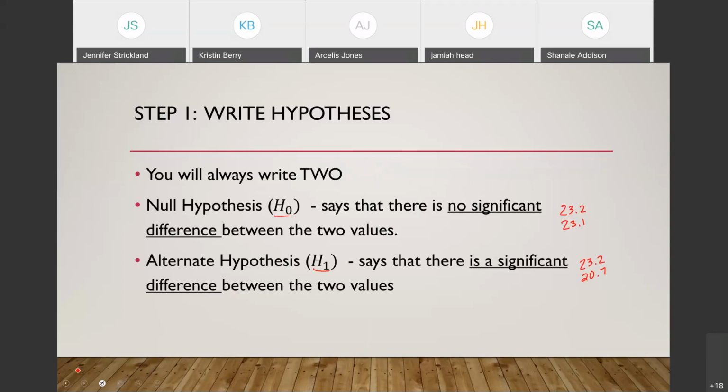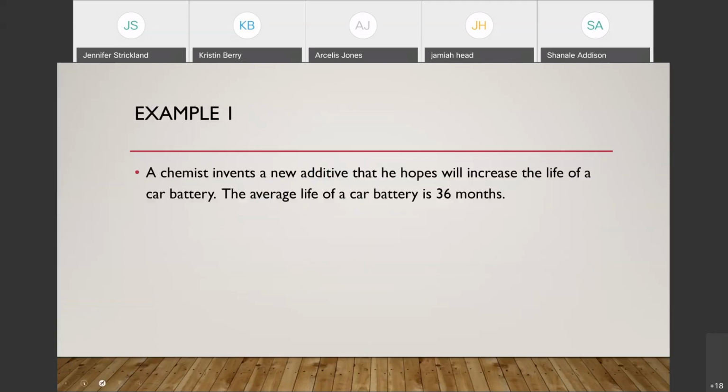So remember that the null hypothesis, which is where I'm going to start here. The null hypothesis says that there's really no difference. Okay, so what that means in our case is that he puts that additive into the car battery and nothing changes.